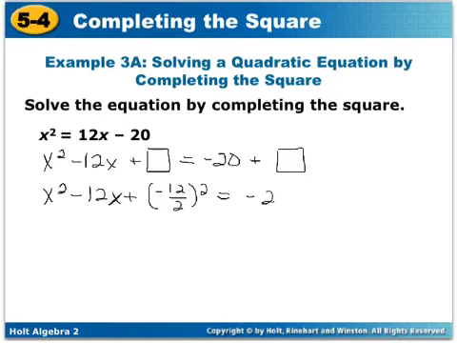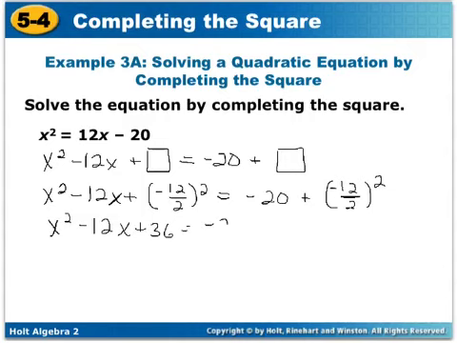Okay, what I add to one side of the equal sign, I have to add to the other. Plus negative 12 over 2 squared. Okay, negative 12 over 2 squared is 36. I'll just go ahead and write that down. Plus 36 equals negative 20 plus 36. Now I have a perfect square trinomial. And it'll happen every time. Every single time you're going to get a perfect square trinomial.